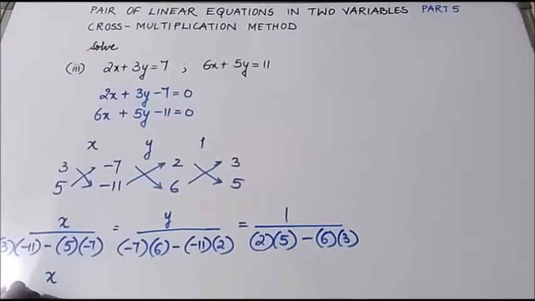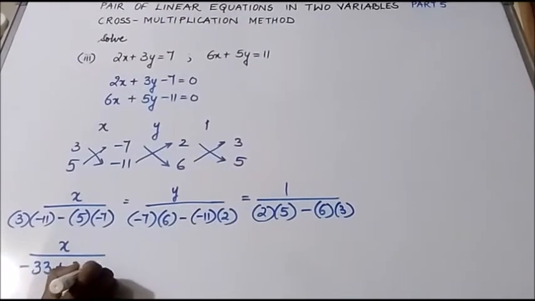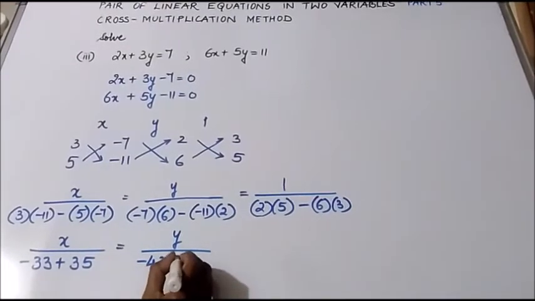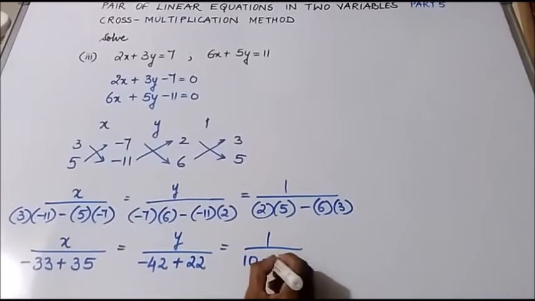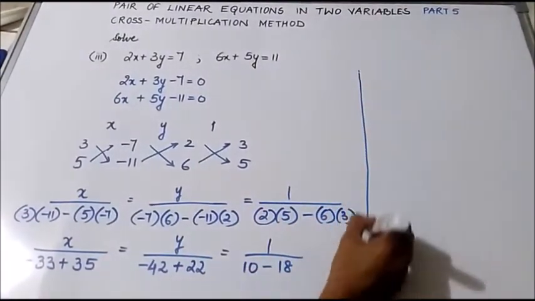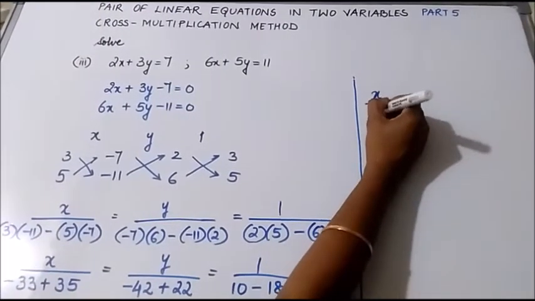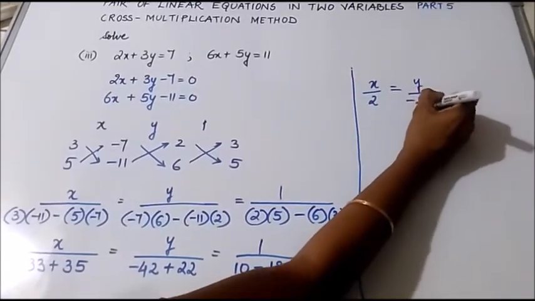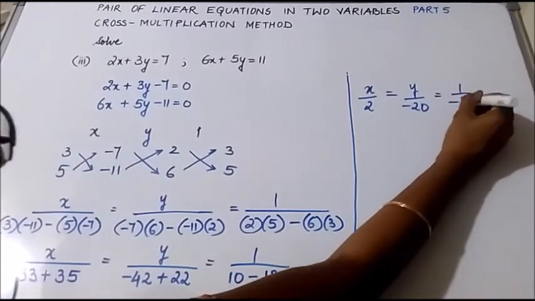What this gives us? X upon minus 33 plus 35, y upon minus 42 plus 22. This is 10 minus 18. Now what do we get here? X upon 2 is equal to y upon minus 20 is equal to 1 upon minus 8.